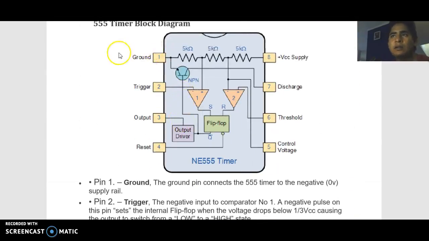The timer is divided into different pins. The first is the ground, the second the trigger, the third is the output, the fourth the reset, the fifth the control voltage, then the threshold, discharge, and the supply. The ground and the supply are connected with the negative, in this case the ground, and the positive voltage. The second is the trigger.